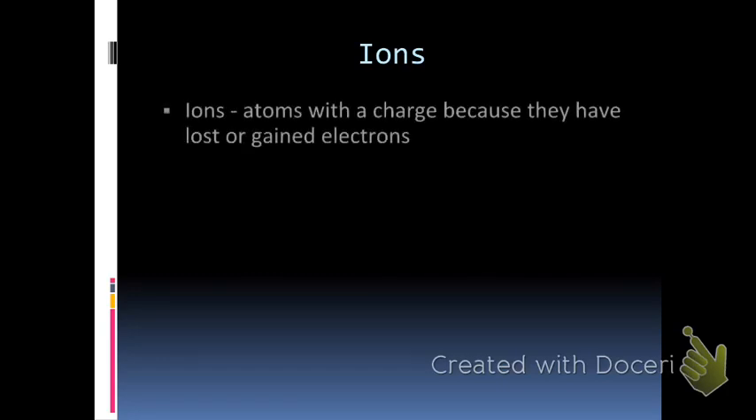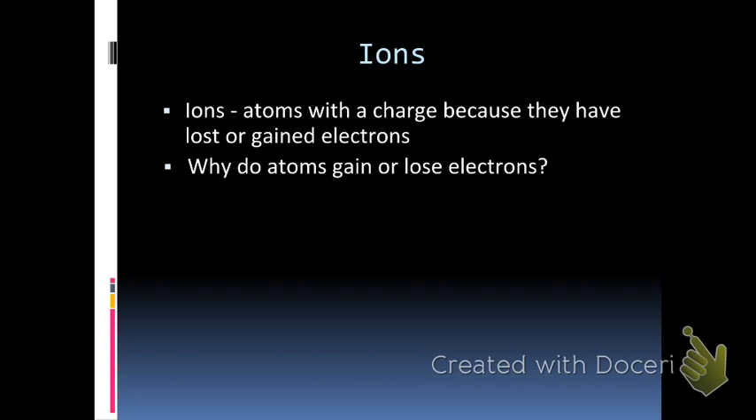Alright, so now we're going over ionic radius. First of all, we have to know what an ion is. An ion is an atom with a charge because it has lost or gained electrons. You can have an ion with a positive charge if it loses electrons, and a negative charge if it gains electrons. Remember, electrons are negative, so if you lose them, the atom becomes more positive. If you gain electrons, it becomes more negative.